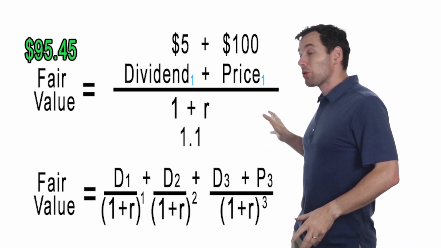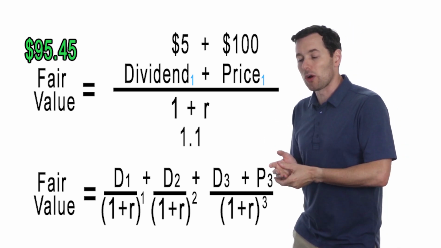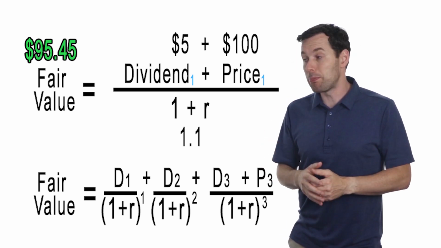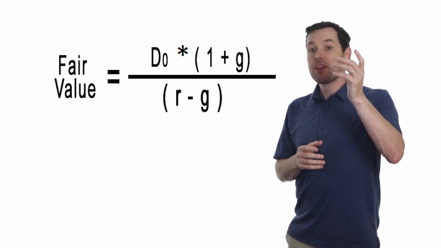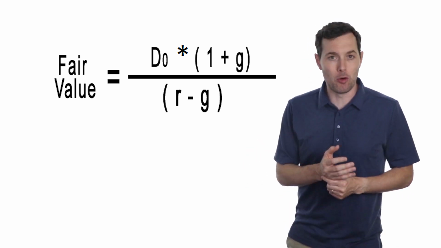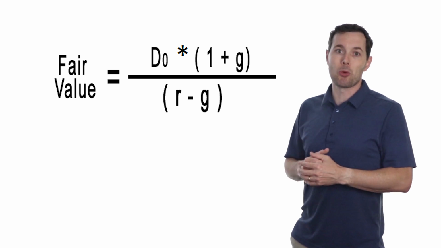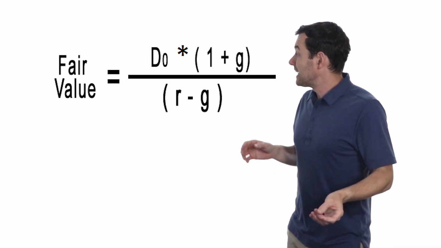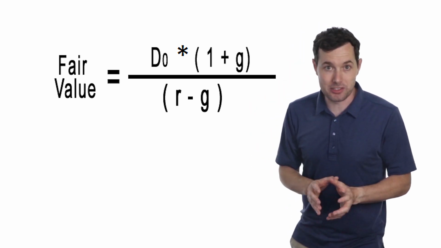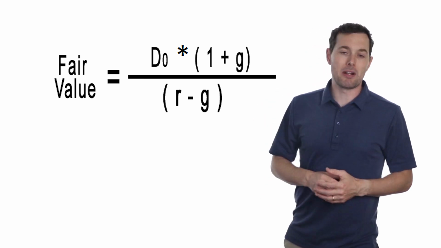But what if we wanted to hold it forever? Or what if we weren't sure what the selling price of the stock would be at the end? Well, this is another version of that formula. Same exact formula, just a different version of it. And this one's much more usable. The concept is exactly the same as the other versions, except this one's slightly better for stocks.